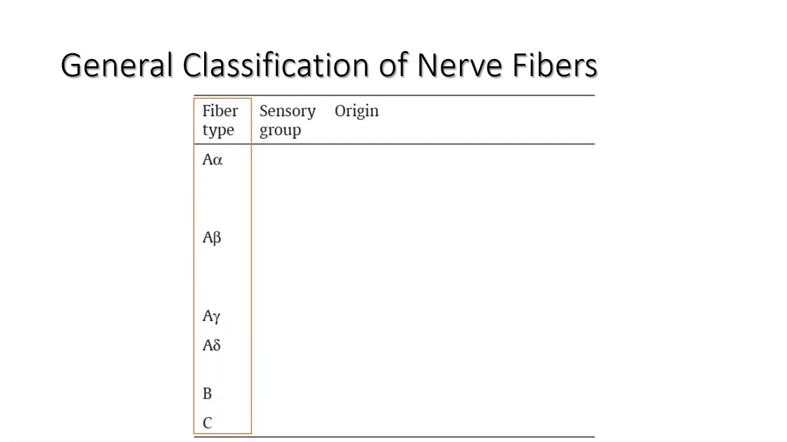This classification is based on the fiber diameter, from thickest in the type A alpha to the thinnest in type C fibers. This also translates into fastest conduction velocity in type A alpha fibers to the slowest conduction velocity in the type C fibers.